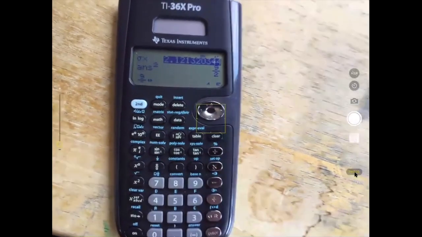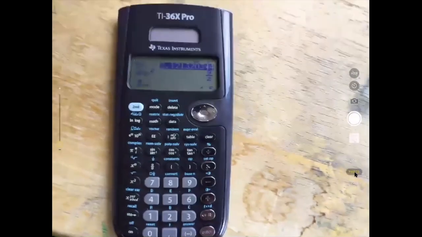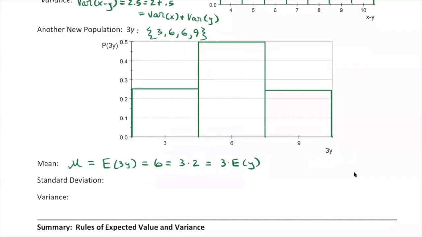So let's put those into the handout real quick. Standard deviation is sigma, 2.1213. The variance is sigma squared, which is also called var of 3y. And that came out to be 4.5.